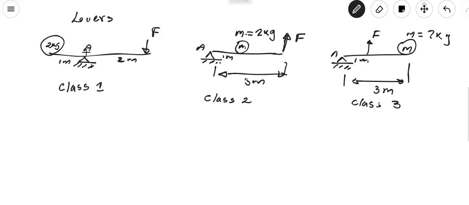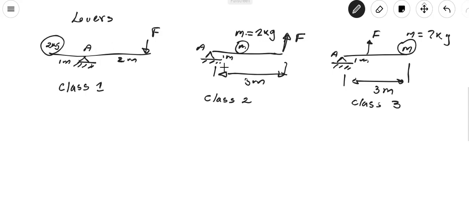Now, why is it class 1? Class 1 is because we have the fulcrum, and the fulcrum is basically this point where we have a pivot. With this fulcrum, you find that the load you're going to lift is to the left, for example, of the fulcrum, while the force you have to apply to balance the lever is to the right of the fulcrum, or vice versa, the load to the right and the force to the left.